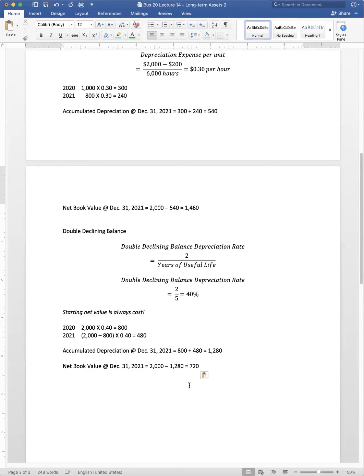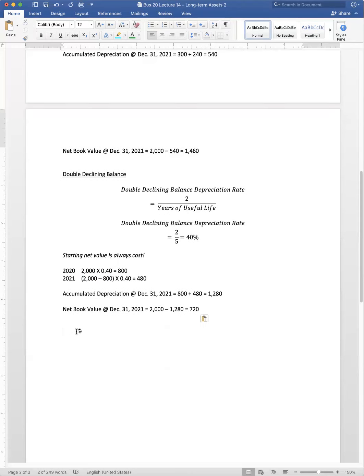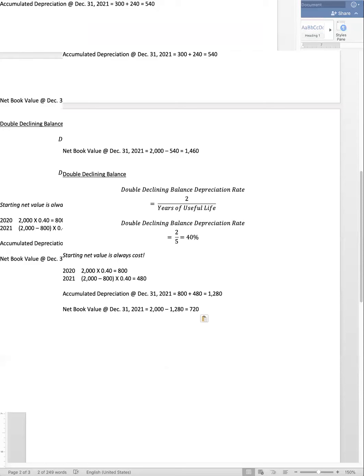Notice if I were going on to year 3, I would need the $720 because that would be my net value. That would be my number here for the next year's calculation, right? So with declining balance, that's something you're going to need to probably calculate anyway. All right, so that's what we covered last class. Now let's get on to our new material for today, which is in part B.